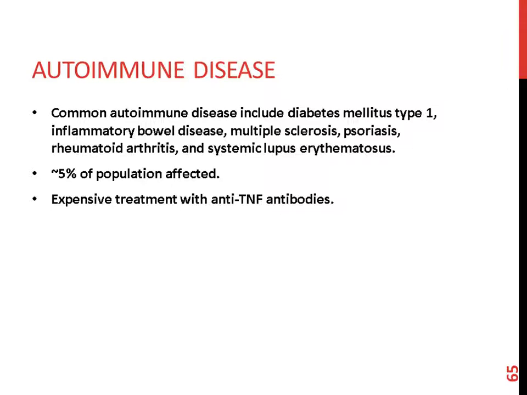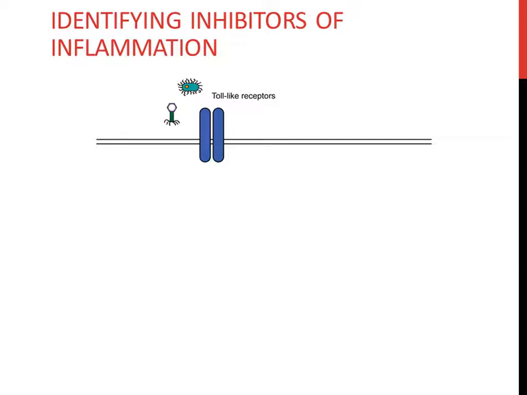So there's a big interest in the pharma industry to come up with small molecule inhibitors, because they would make this treatment much cheaper. So one of the areas we're looking at is this pathway downstream of toll-like receptors. I think many of you might have heard of this.